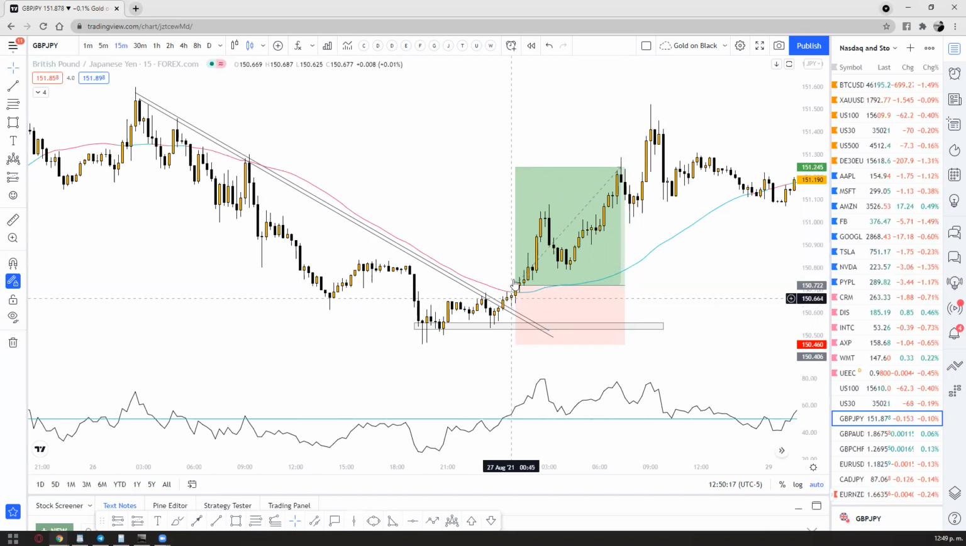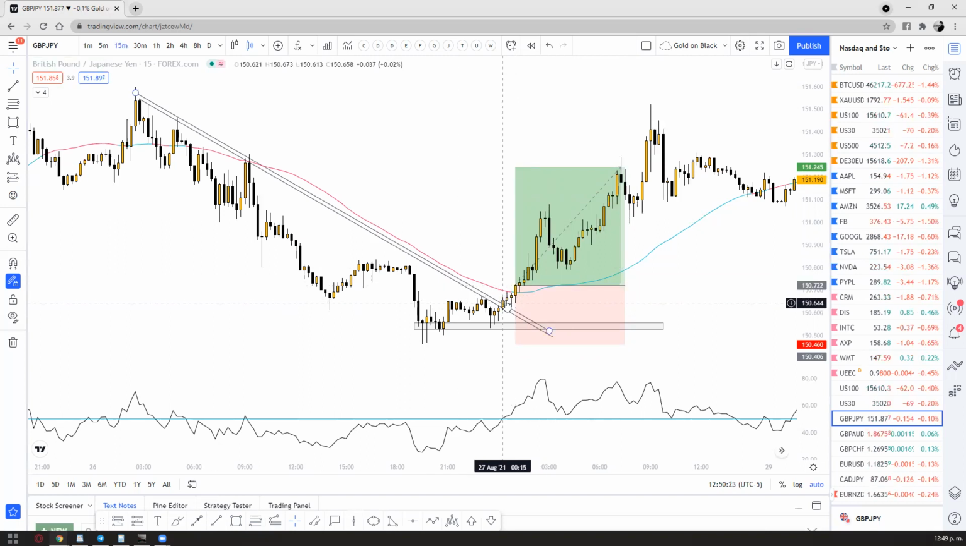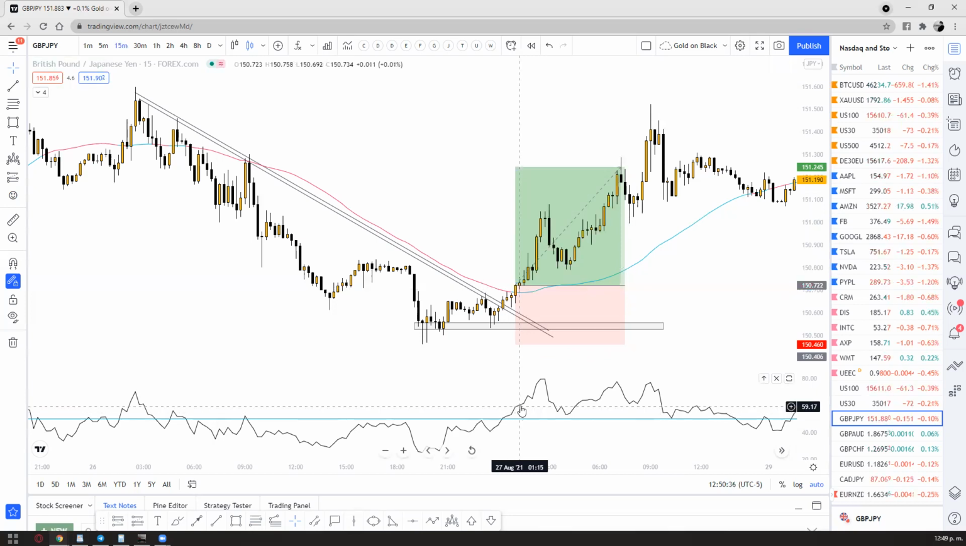And it took a little bit to break the 50 simple moving average. It took maybe about 30, 45 minutes. And then boom, it broke. And then right there, you look for all the confluences. You are already breaking the structure. You are breaking the simple moving average, and you are on top of the 50% of the RSI.